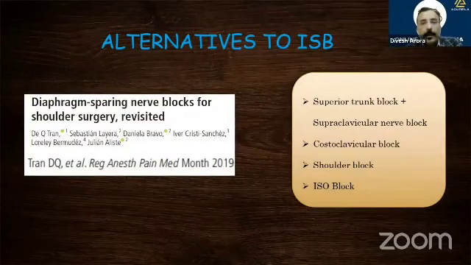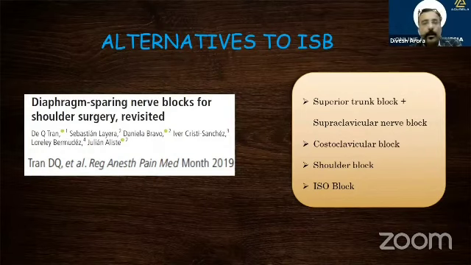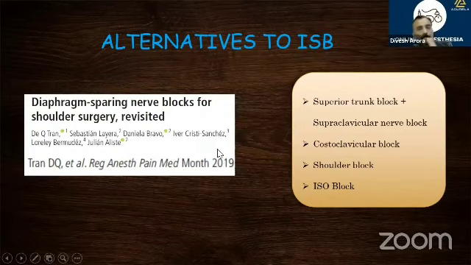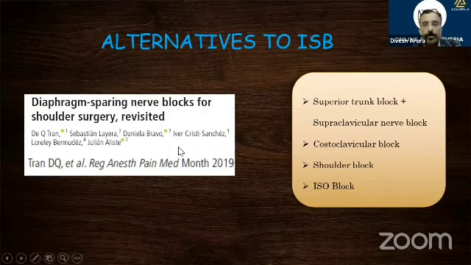So are there any alternatives to interscalene brachial plexus block so as to avoid phrenic nerve or injury to the dorsal scapular nerve or various other complications? This is a very recently published article, diaphragm sparing nerve blocks for shoulder surgery revisited. First, these authors published in 2017 and subsequently they published in 2019 as a daring discourse. So they have cited certain alternatives which we have been trying also.